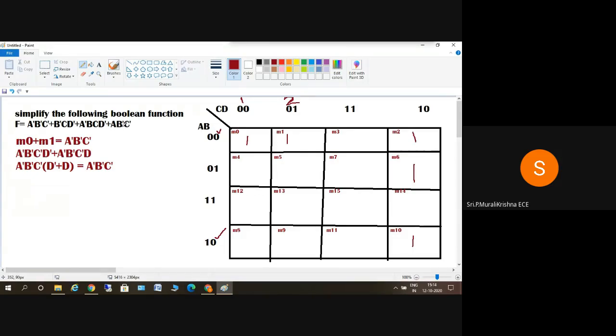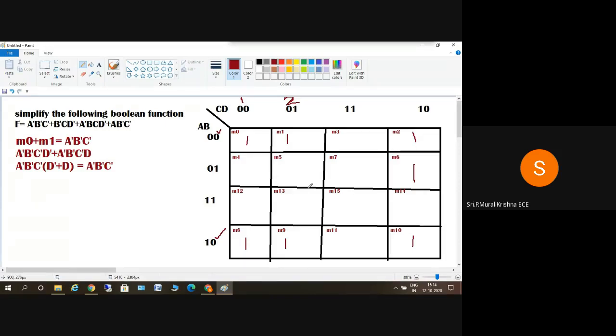Okay, and the next one is A, B bar, C bar. So where is A, B bar? A, B bar is this one. And I have to get a C bar. So where am I getting C bar here? From this M8 and M9. This is A, B bar, and grouping these two will give a C bar here. So this is the final outcome here. So these are the final number of ones here.